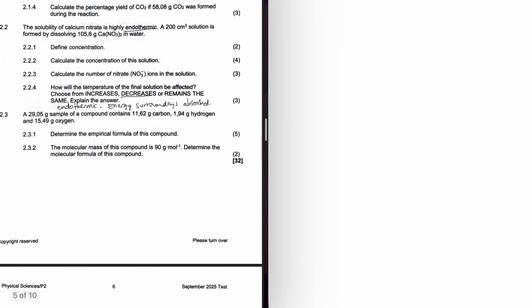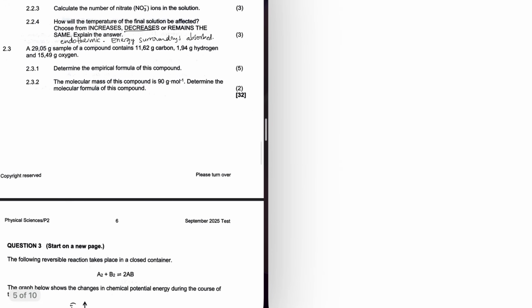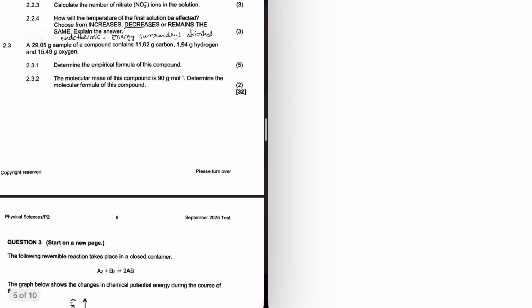Question 2.3, a 29.05 gram sample of a compound contains 11.62 grams of carbon, 1.94 grams of hydrogen, and 15.49 grams of oxygen. And they want to figure out what is the empirical formula. So simple, we can calculate that.